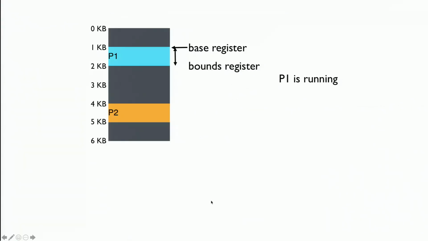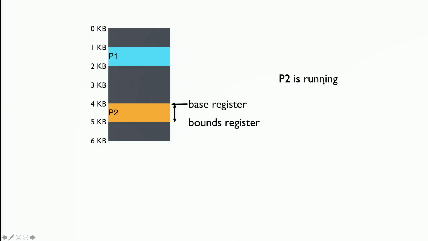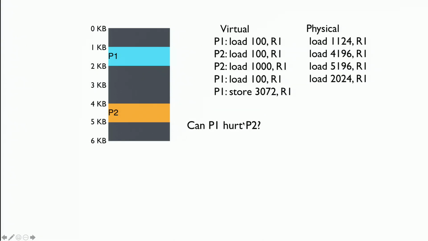Okay, so simple example: process 1 is running. We've set the base register in the MMU to be P1's base register, and the bounds register will be P1's bounds register. And then when we do a context switch and P2 is now running, we will change those registers in the MMU to match P2. And so now I do not think it is possible for either process to access each other's memory.